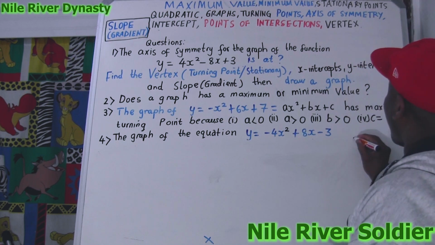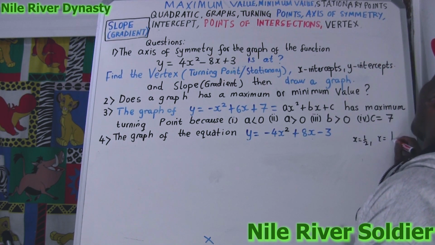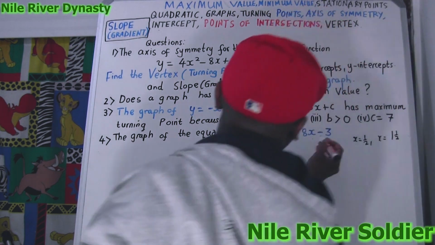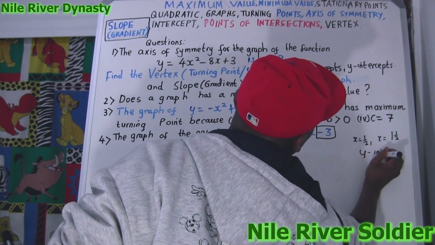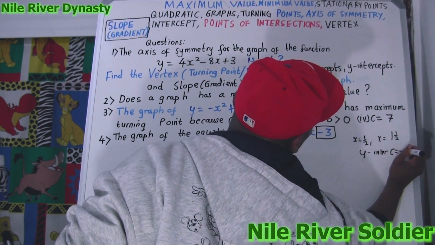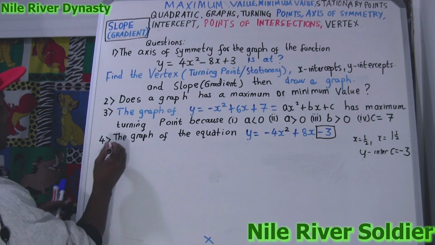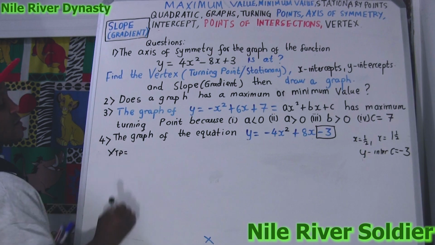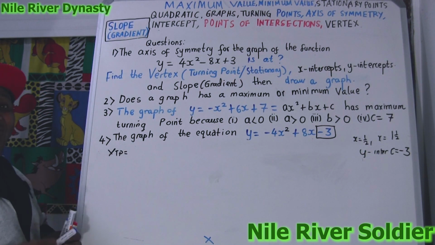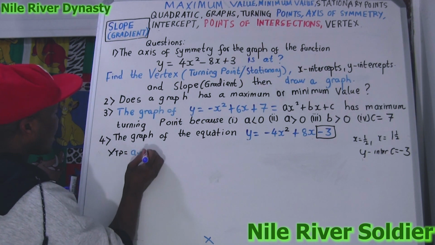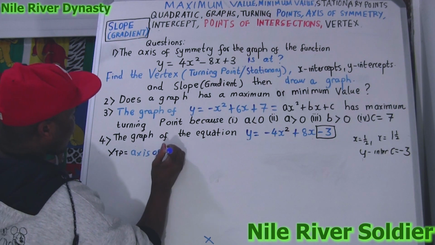So the x-intercepts for this question are a half and 1.5. Let's find the y-intercept. The y-intercept is this value here, or you can say c equals -3. Now, let's find the turning point. The turning point is easy to get. The x of the turning point is sometimes called the axis of symmetry.